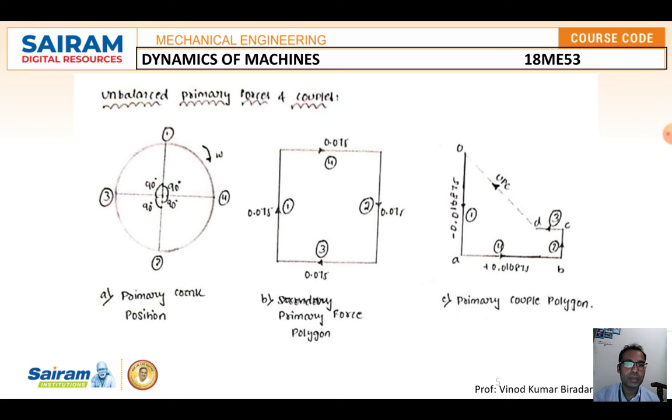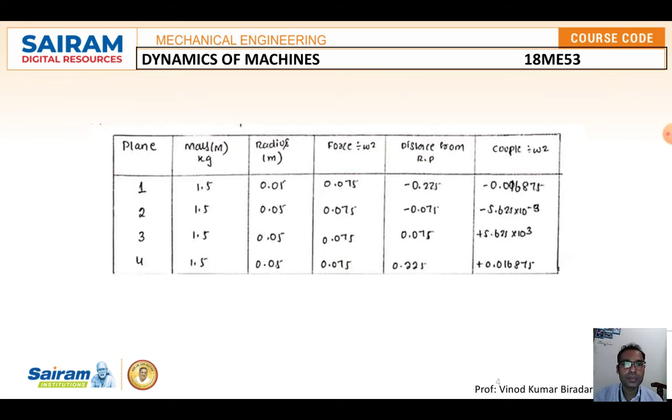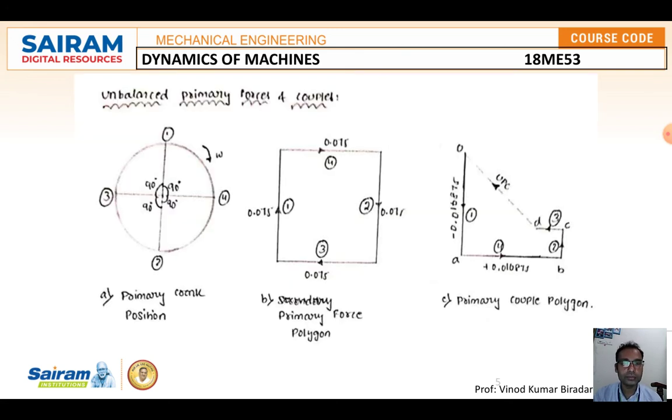Come to the primary couple polygon. How are you going to construct it? Same, only with the last values, the last value of the tabular column. Here one is -0.016, and the angle is given as 90 degrees. So 0 to A, at the point 1. According to the firing of the engine only, you have to construct this diagram. Don't construct as the usual regular 1, 2, 3, 4. So 0 to A, angle is given 90 degrees and length is also given. Again you are going to get a new point A.